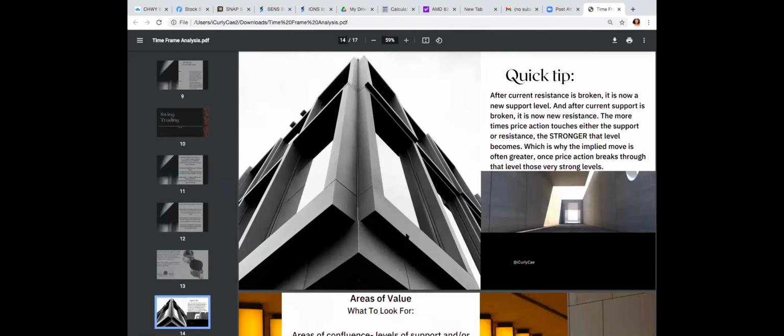Now, a quick tip. After current resistance is broken, it is now a new level of support. After current support is broken, it is now a new level of resistance. The more times price action touches either the support or resistance, the stronger that level becomes, which is why the implied move is often greater. Once price action breaks through those very strong levels, that's when you see the price action begin to rocket.